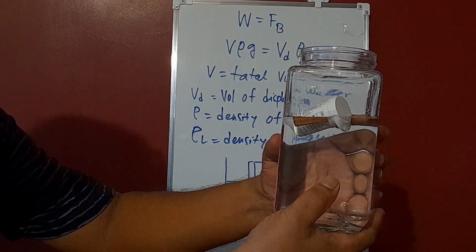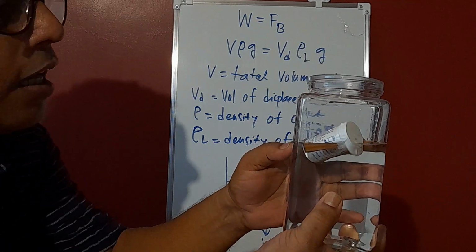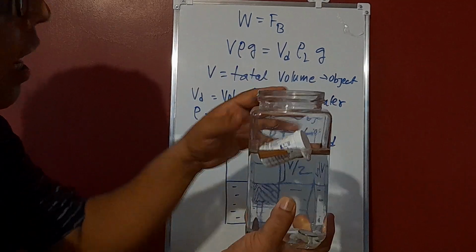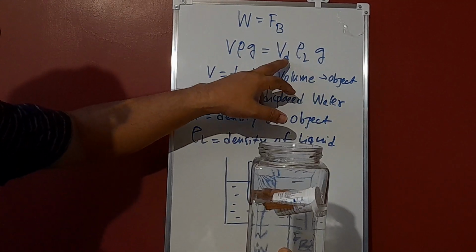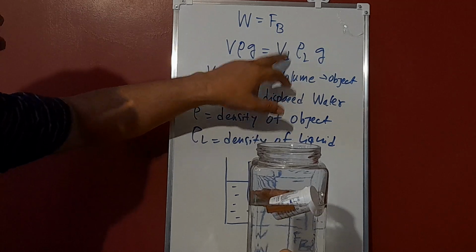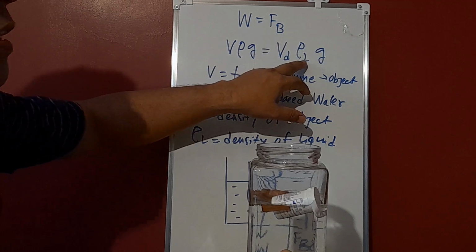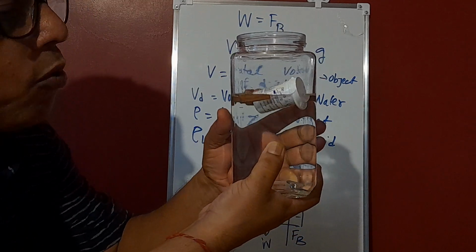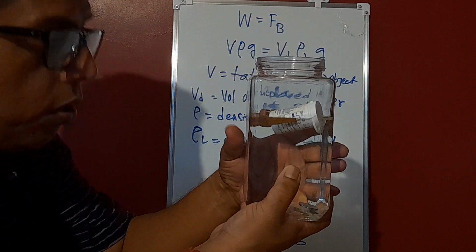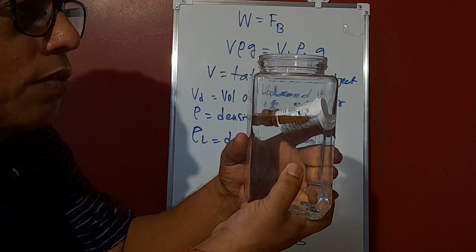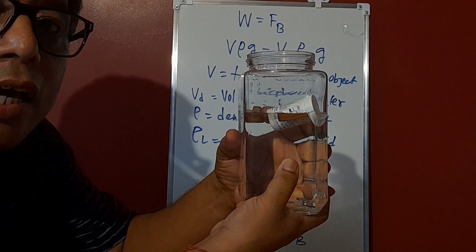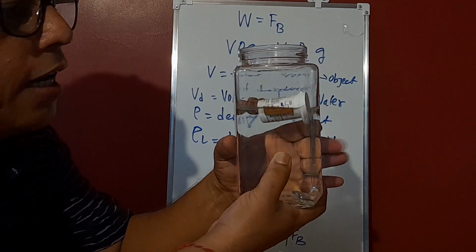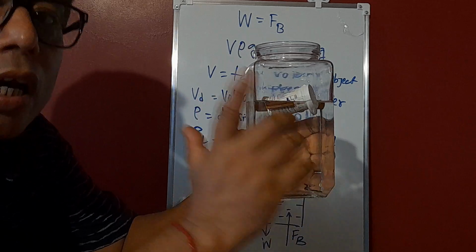If you see clearly here, for these objects, a few parts are inside water and a few parts outside water. Whatever is inside water is the VD, the volume of the displaced liquid, and FB depends on this volume of the displaced water, and rho L is the density of the liquid. So the more the density of the liquid, the more upthrust it will give. That's why sea water has more upthrust force than plain or distilled water, because sea water's density is more.